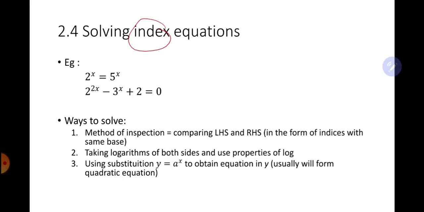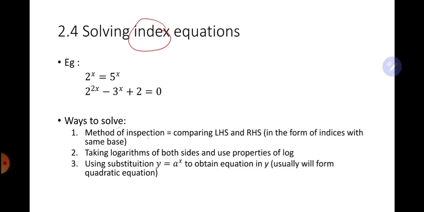Kita buat index dulu, nanti kita go on sets and also log. Okay, so for example, kalau you have equations of 2 power x equals to 5 power x. Okay, so the power or the exponent is a variable x. And this is another example. You have 2 power 2x minus 3 power x plus 2 equals to 0. So these equations can be solved by 3 methods.